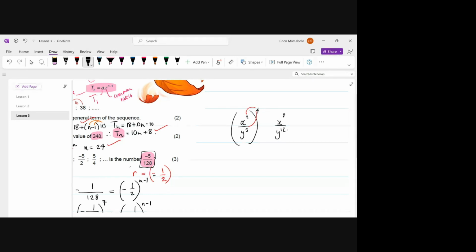Now, this particular idea can work in reverse. If they give me x to the power of 8 over y to the power of 12, I know that the highest common factor between 8 and 12 is 4. So I can take 4 out. I can go x to the power of 2 times 4 over y to the power of 3 times 4, and because they both have 4 in common, I can end up with x squared over y cubed all to the power of 4. Do you see how I've done this in reverse? Does that make sense?